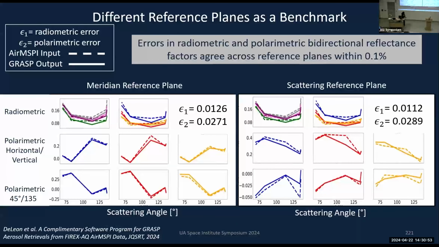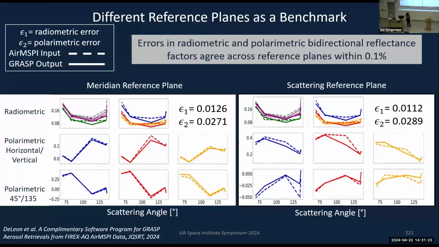We didn't have validation data, so I'm not going to show the aerosol results, but a really cool thing that we discovered we could do, based on that geometry problem and the algorithm's capabilities, is that it had 2 reference planes for polarization. It has the meridian reference plane, which is your instrument's view direction and the zenith, and the scattering reference plane, which is the instrument's view direction and the sun vector.